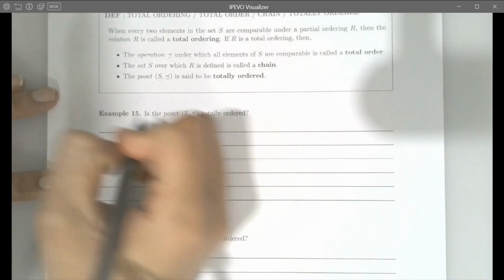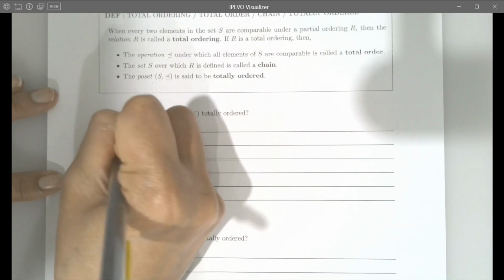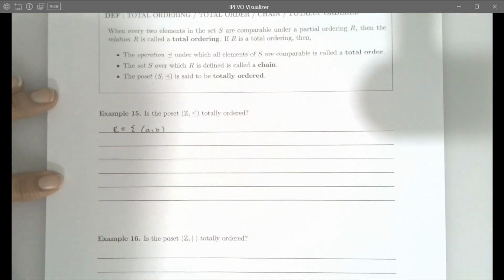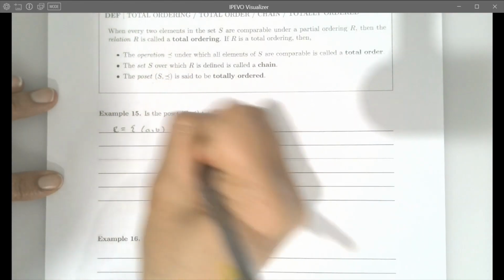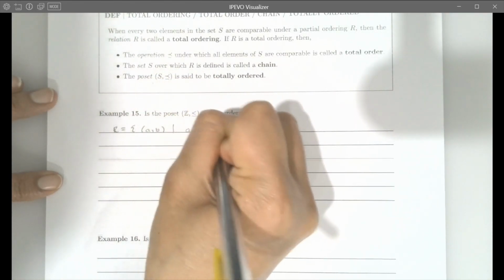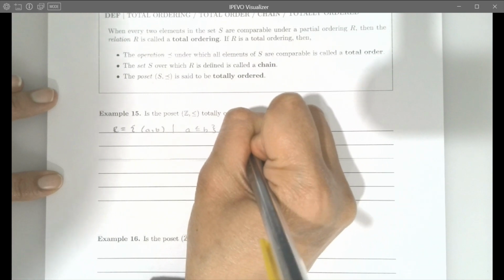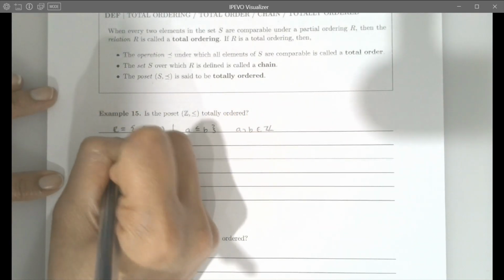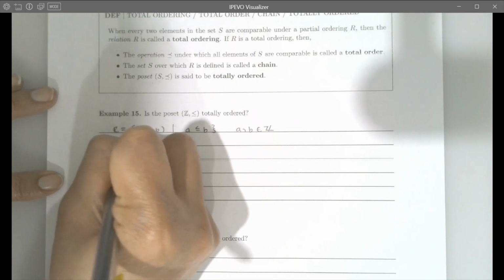Okay, so let me just write the partial ordering. The partial ordering is all elements (a, b) such that a is less than or equal to b, where a and b are integers. Now, we're going to take any two elements.